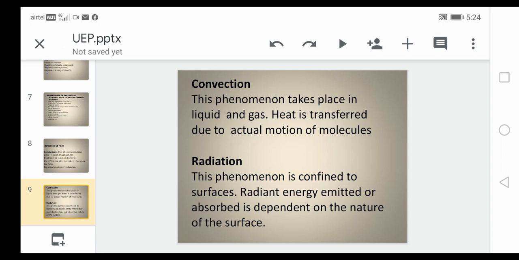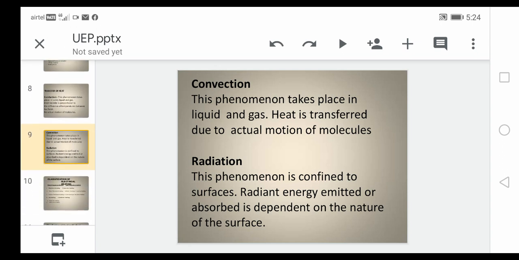Radiation: this phenomenon is confined to surfaces. Radiant energy emitted or absorbed depends on the nature of the surfaces. For example, take the sun. From the sun we get sunlight, and our surface is radiated or heated.